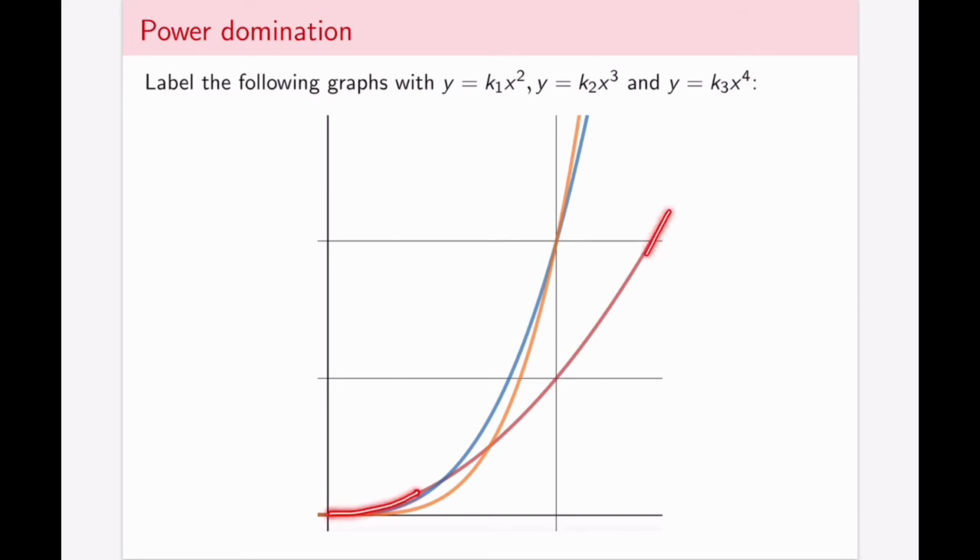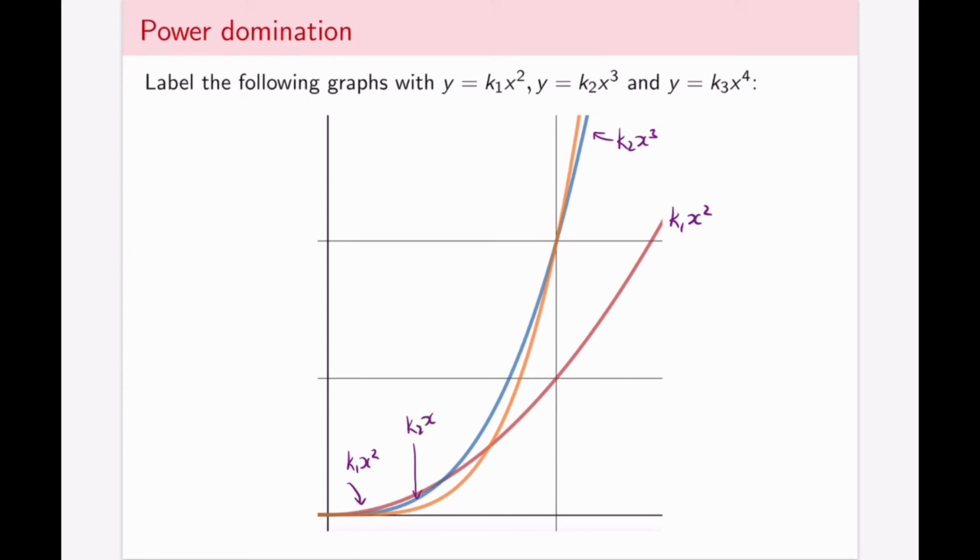It's also the slowest growing one at the end, which means that it corresponds to my x squared function. So this will be my x squared. The next one down will be x cubed because it's going to grow a little bit slower near the origin and a little bit faster further away from it. So this will be my x cubed here.